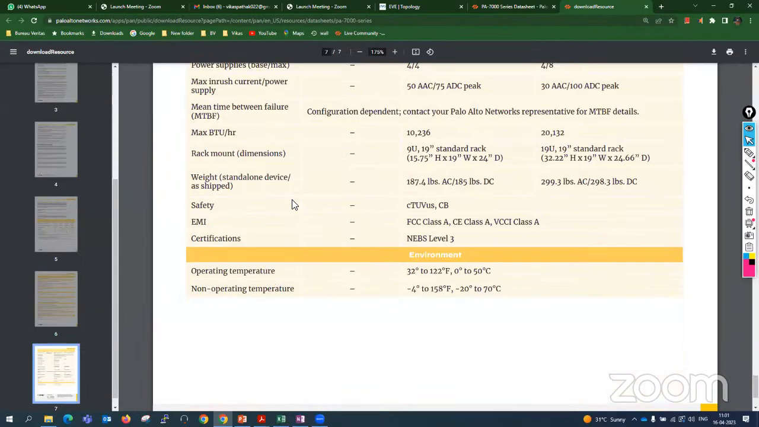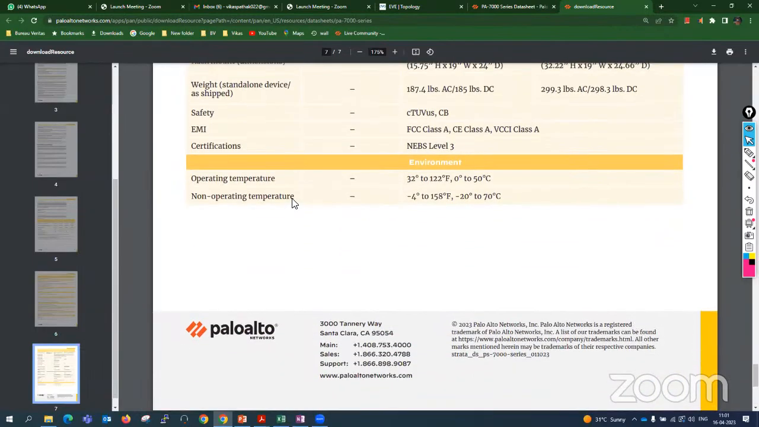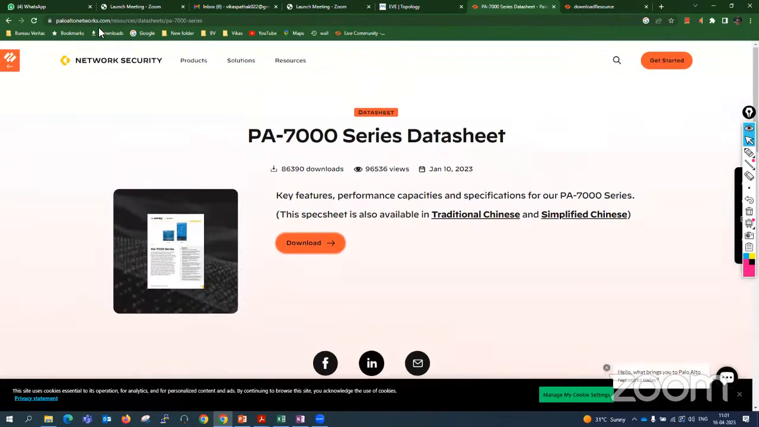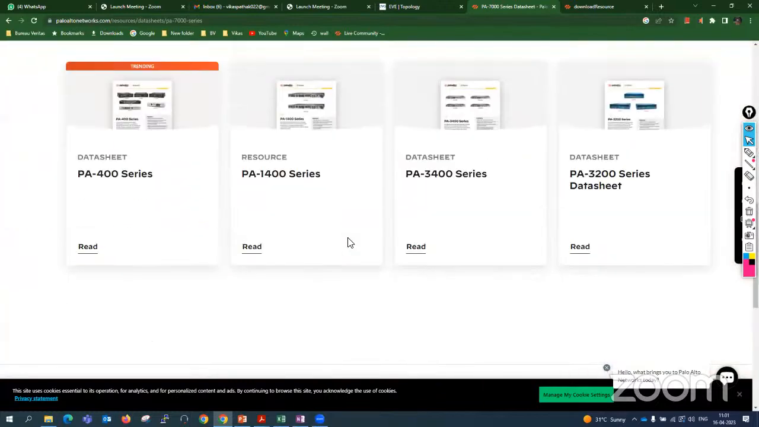So this is what you can do. You can visit the website paloaltonetworks.com. Just try to understand what the features are, what the difference is between the 400 series and the 1400 series. Try to understand what the difference is between the 3400 series and the 3200 series.